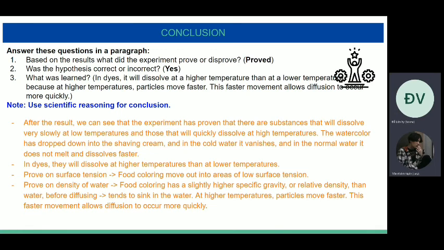And the proof of the density of water is that food coloring has a slightly higher specific gravity, or relative density, than water. Before the diffusion, it tends to sink in the water, and at higher temperatures, particles move faster. This faster movement allows diffusion to occur more quickly.